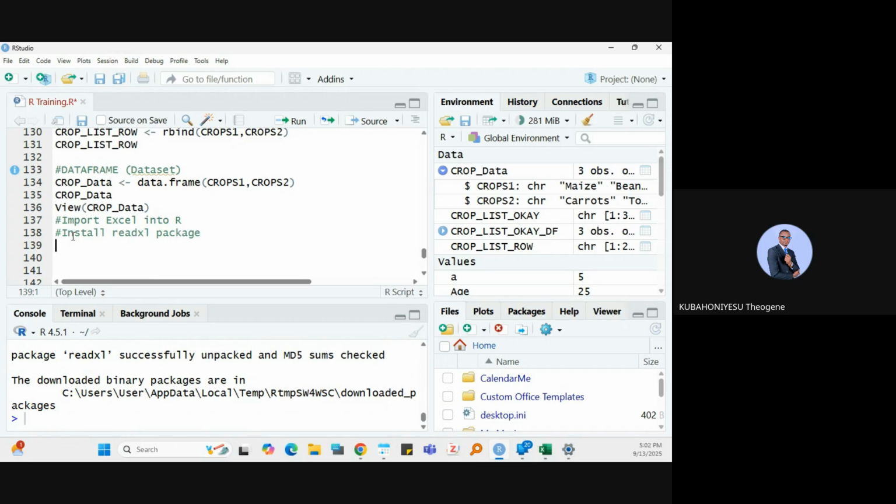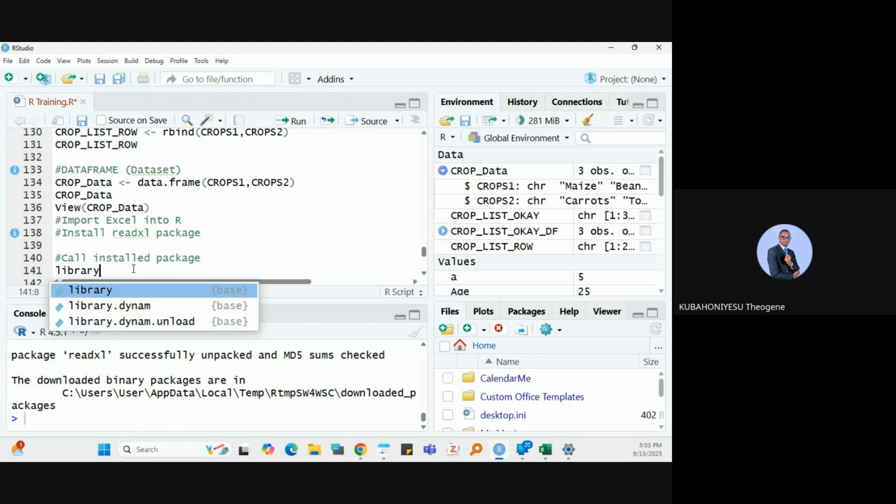Okay, so now as we finish to install, we are going to call it. How do we call an installed package? We have a function called library.